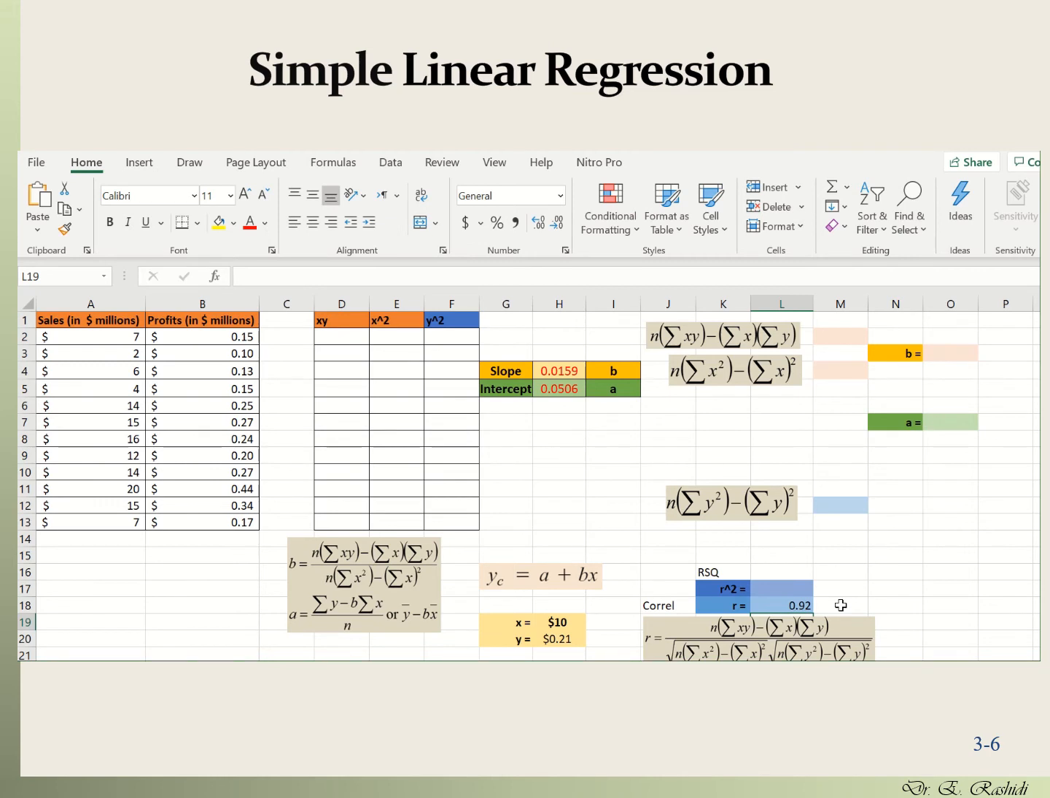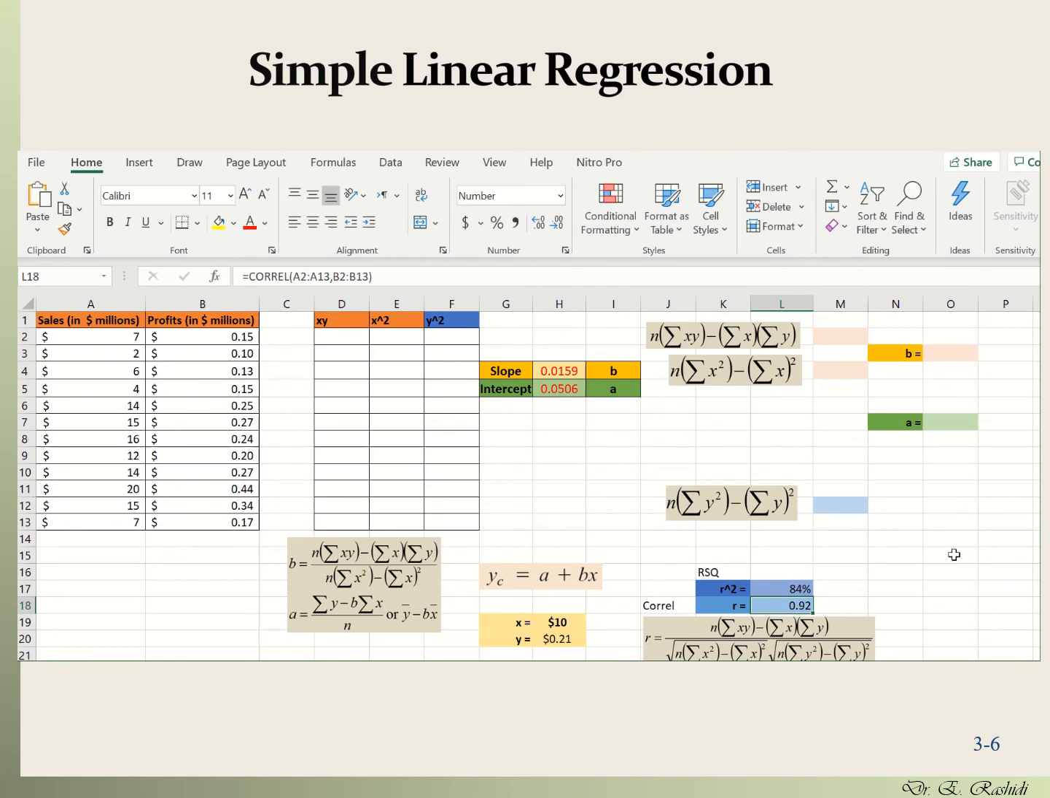And also 0.92 is a close value to 1. That means that the relationship between sales and profit is strong. Right, so that's it. Now we're gonna find the R squared. So the R squared is just the square of this value. So that's R squared, and that's about 84%.